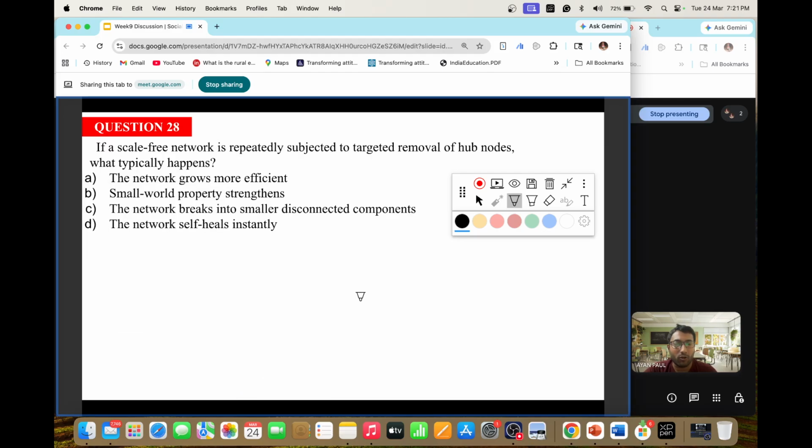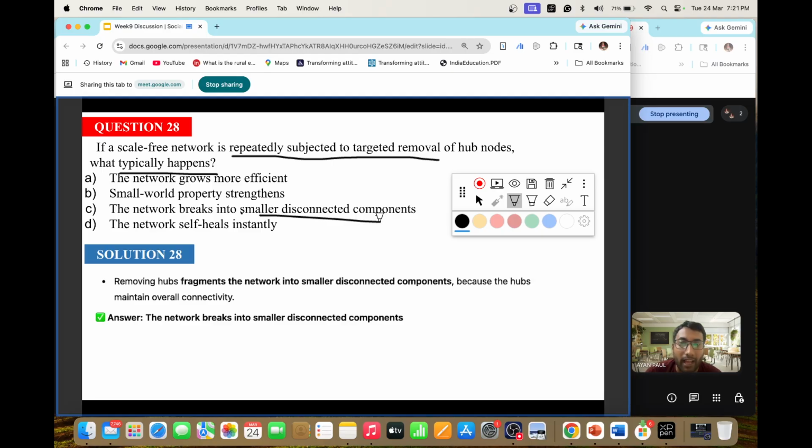Let's move on to the last question of this case, or last question of our discussion. If a scale-free network is repeatedly subjected to targeted removal of hubs, what typically happens? The network grow more efficiently, small world properties strengthen, network breaks into smaller disconnected component, option D, the network self heals instantly. So option C is the correct answer, because as we are doing targeted attack, we are removing the hubs. Removing the hub fragments the network into smaller disconnected component, because the hubs maintain overall connectivity.